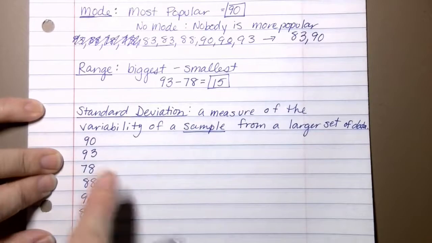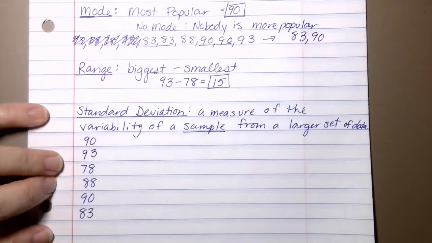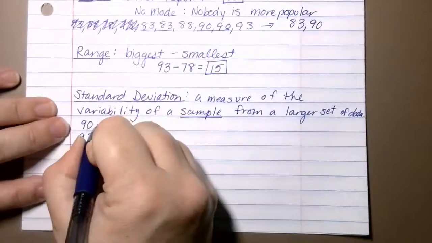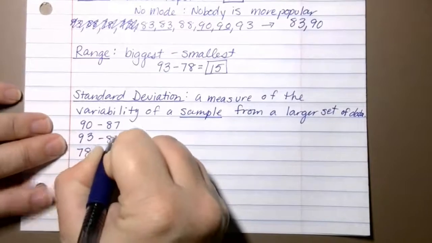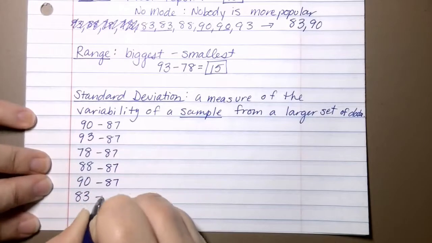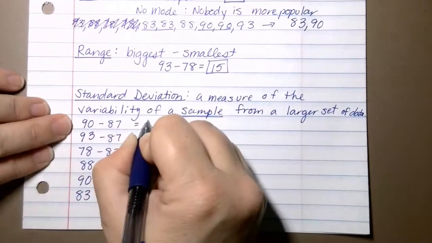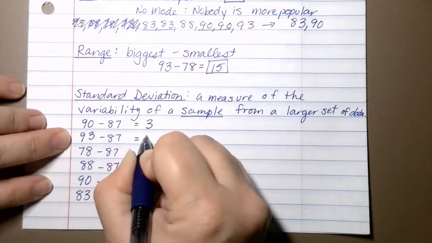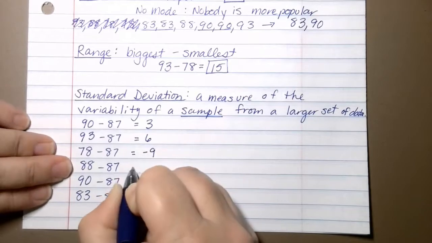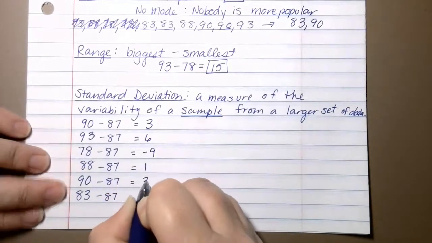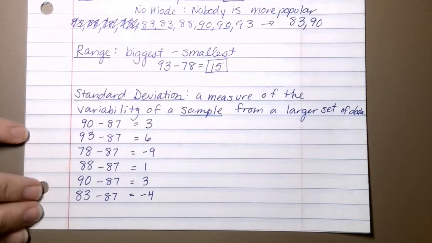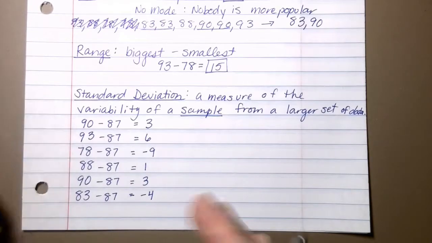From each of these, I'm going to subtract the mean. What was the mean? 87. So each of these, I'm going to do minus 87. So 90 minus 87 is 3. 93 minus 87 is 6. 78 minus 87 is negative 9. 88 minus 87 is 1. 90 minus 87 is 3. And 83 minus 87 is negative 4. So far, so good? It's not a difficult process as long as you keep it organized.